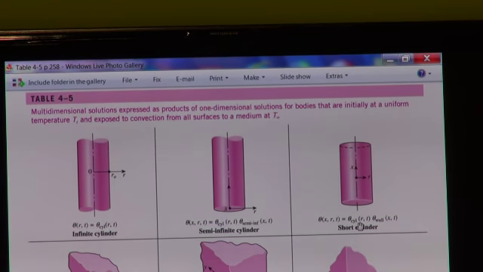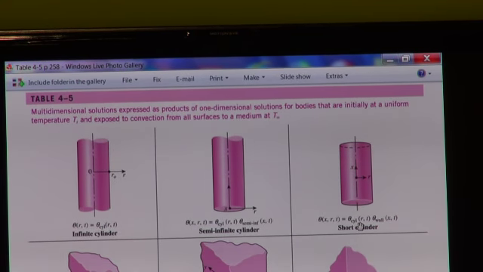And that was the problem that we've started doing. So that is example 4.8. It is a short brass cylinder. And for that short brass cylinder, these are the dimensions. The temperature on the outside is 24. The heat transfer coefficient is 60. The initial temperature is 120 degrees Celsius.